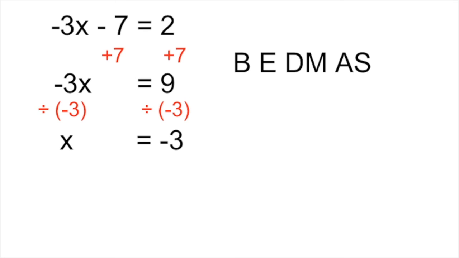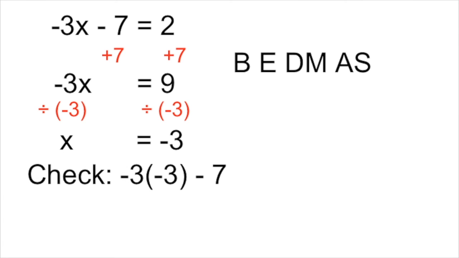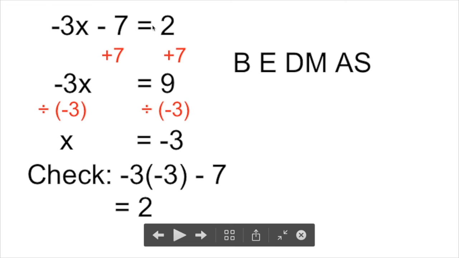So once again, substitute your answer in the original equation to check that it's correct. You've got negative 3x minus 7 equals 2. Substitute x with negative 3 and see what happens. So negative 3 times negative 3 minus 7. Negative 3 times negative 3 is 9. 9 minus 7 is 2. That's the number here. So yes, we did everything correctly.